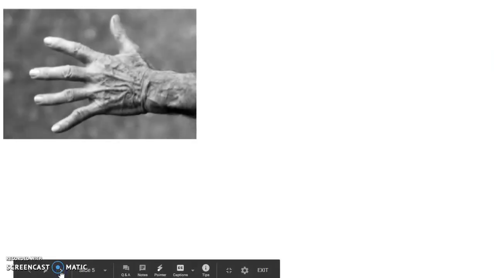Now let's take this a little bit step further. How might you describe these hands? What do you think these hands have held on to? What do you think these hands might have done in their life? Or what might they still want to do?